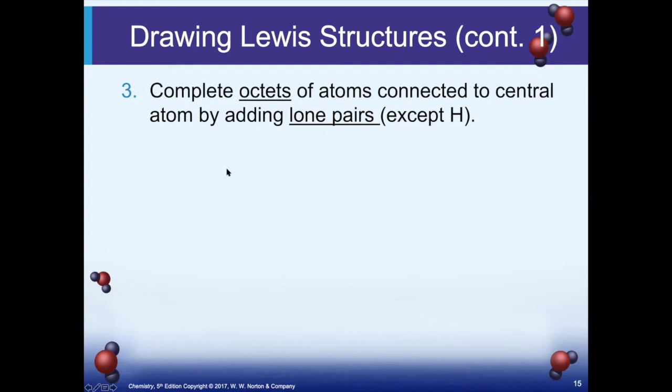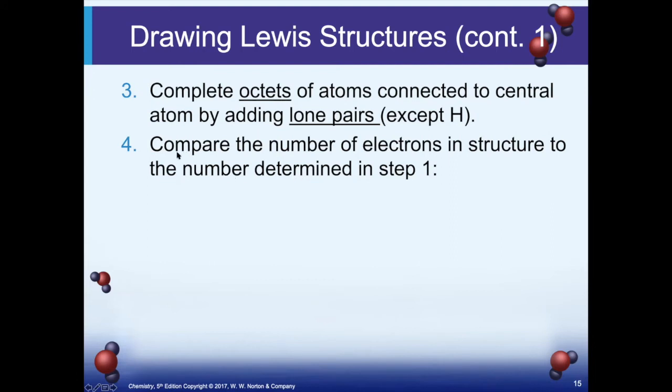Okay, step three, you're going to complete the octet. We said in a previous slide that atoms like to have an octet of electrons in their valence shell, so make sure you do that. Complete the octet of atoms connected to the central atom by adding lone pairs, except for hydrogen, because hydrogen doesn't want an octet. Hydrogen's happy with two. Remember, hydrogen only has that one s orbital, so it's happy just to fill up that valence orbital, which requires only 2 electrons. So we don't put 8 electrons on hydrogen, just 2.